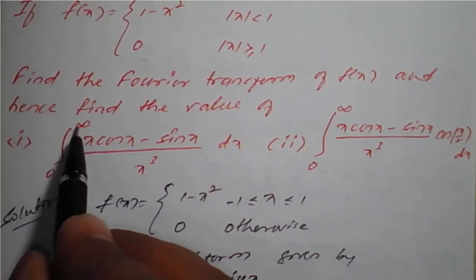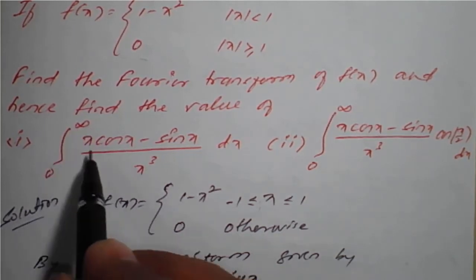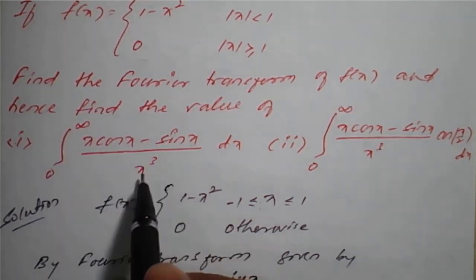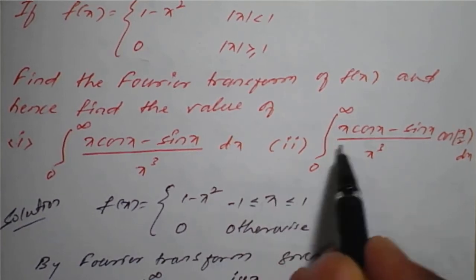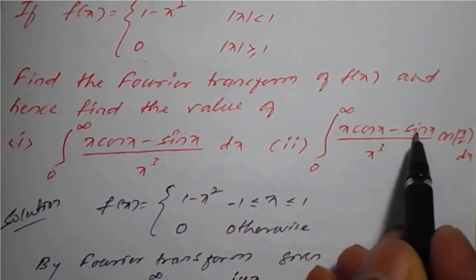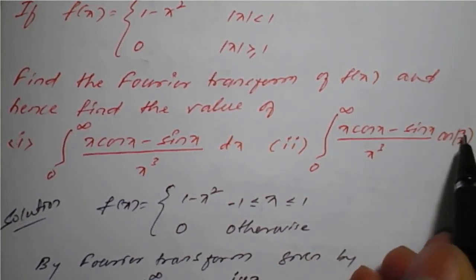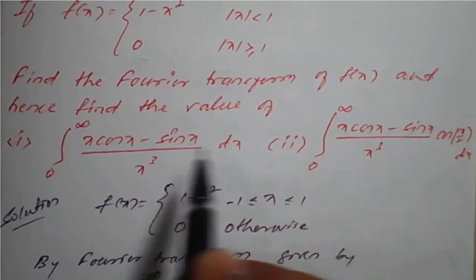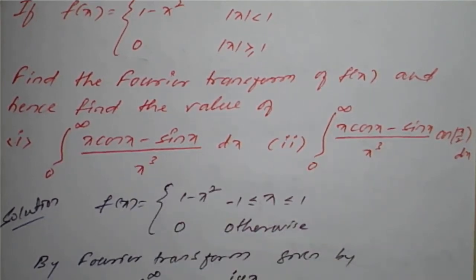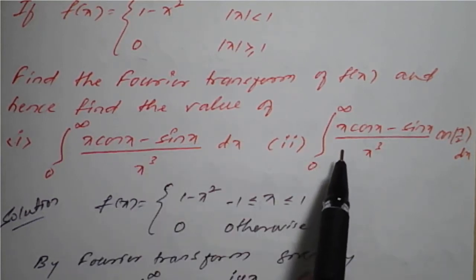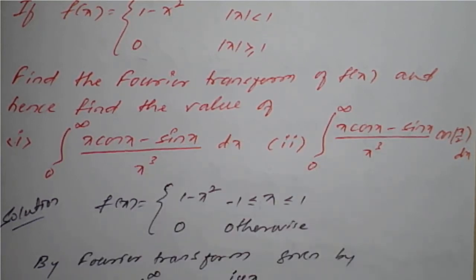First one is the integration from 0 to infinity of x cos x minus sin x upon x cube into dx, and the second one is x cos x minus sin x into cos x upon 2 into x cube. We need to prove two results here. We'll see one by one. These results we are going to prove using the Fourier transform we got, and using the inverse Fourier transform we are going to get these results.